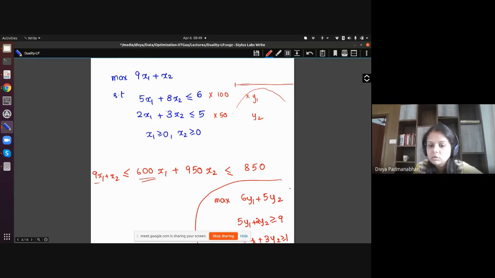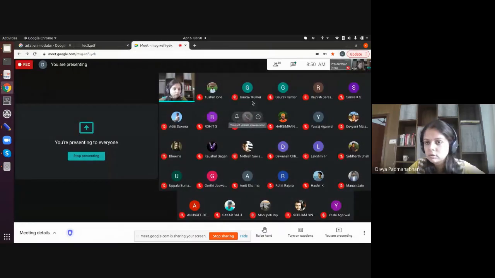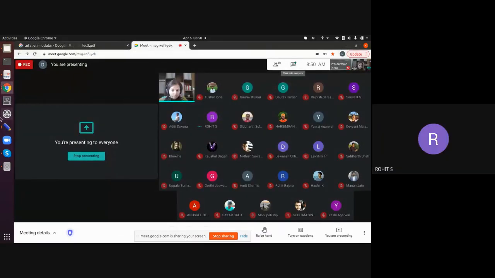Sorry, this has to be my min now, right? Because this is an upper bound and you're trying to find the lowest possible upper bound. So that's where this becomes min. Does this make sense to all of you?